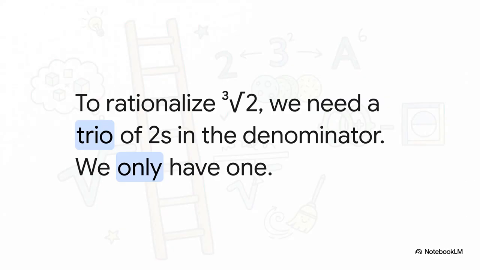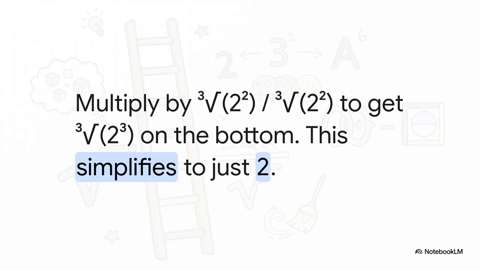So let's apply that idea. Let's say we have 1 over the cube root of 2. To rationalize this, we need a trio of 2's under that cube root sign. Right now, we only have 1. So how many more do we need to make our trio? We need 2 more 2's. So our clever 1 this time is the cube root of 4 over the cube root of 4. Why 4? Because inside the radical, 2 times 4 is 8. And the cube root of 8 is a nice, clean 2.